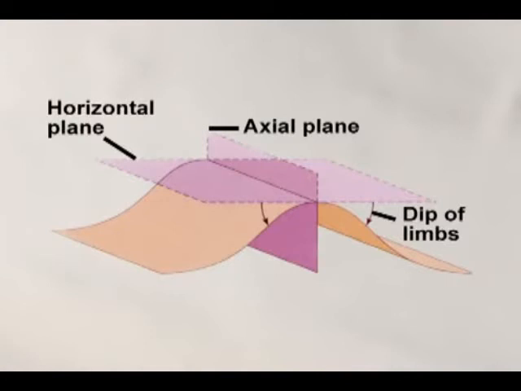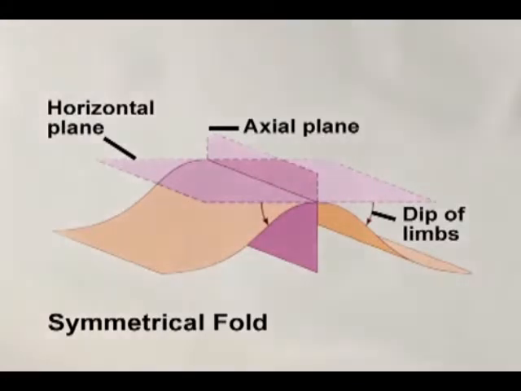Okay? Limbs dip away from the axial plane in opposite directions at equal angles. The cross section is symmetrical, so that would be a symmetrical fold. Significance: if you go out and see a symmetrical fold, the picture a geologist would have in their minds is that this fold formed, probably at least, from non-rotational compression, and as a result, it formed simply a symmetrical fold. So that's what symmetrical folds tell us, simply non-rotational compression.